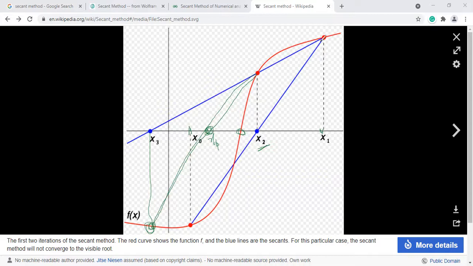The idea is a secant: a straight line joining two points on the curve. Any line joining two points on a curve is called a secant. The secant gives the next approximation to the root. This method is called the secant method.